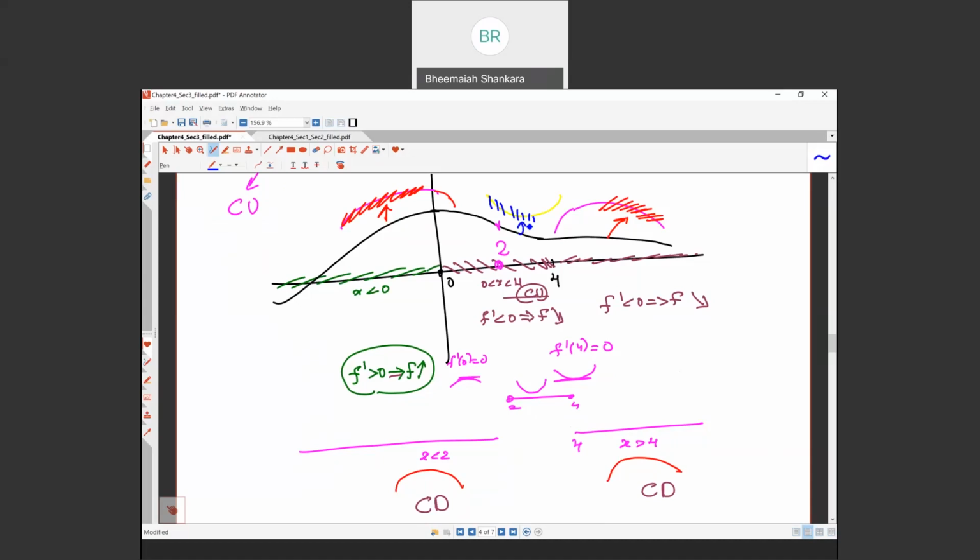So you don't want to redraw the graph. It's almost matching with the definitions in the given problem. So using the definitions of increasing decreasing function, concave up, concave down, you're able to sketch the graph. So let me erase all this. But I want you to compare each of these pieces with this pattern of the curve.